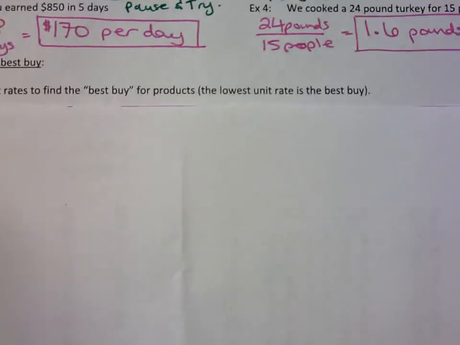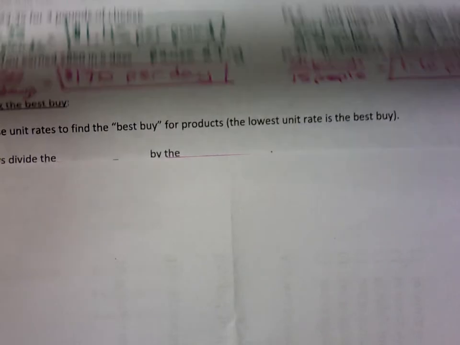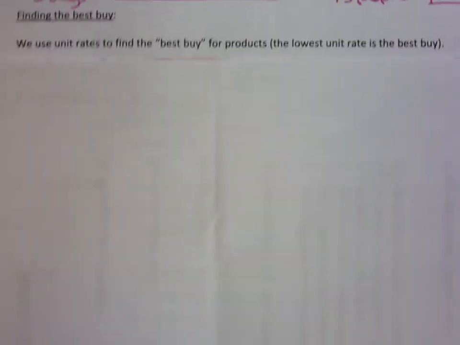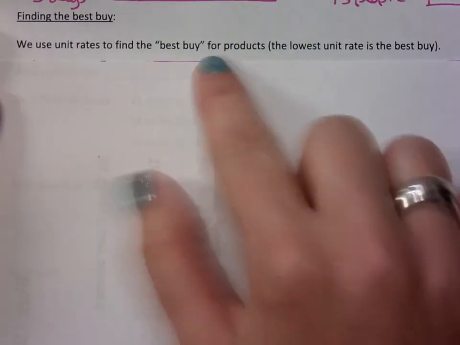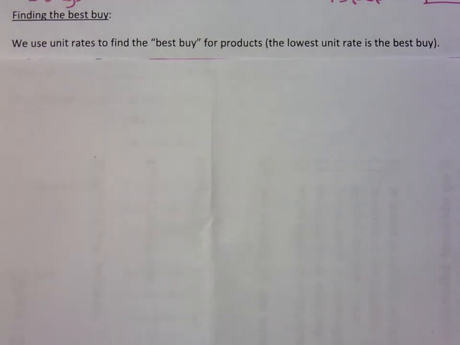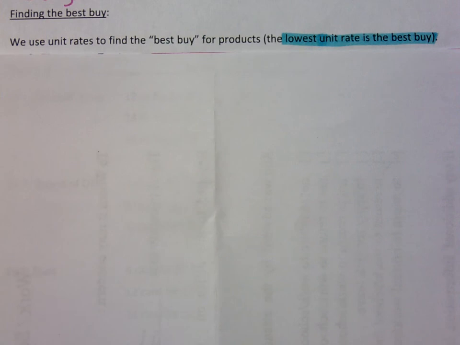So specifically when we're shopping, we always want to find what's called the best buy. We always want to get the most for our money. So this last part is about finding the best buy. We use these unit rates to find the best buy for different products. The lowest unit rate is the best buy. Remember, we're spending money here, so we want the smallest number. The lowest unit rate is the best buy.